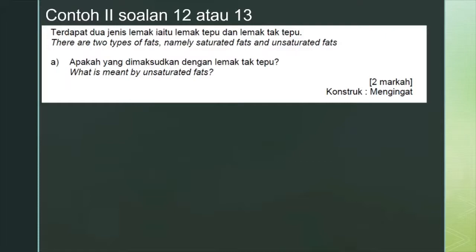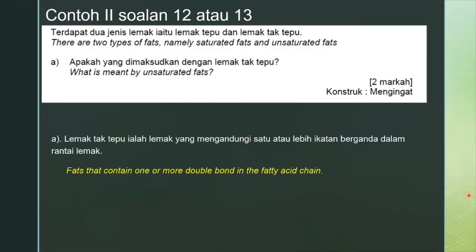So, soalan ini menguji kita dari segi konstruk mengingat ya, 2 markah. So jawapannya, lemak tak tepu ialah lemak yang mengandungi satu atau lebih ikatan berganda dalam rantai lemak. So the answer is fats that contain one or more double bond in the fatty acid chain. So jawapan ini kita boleh dapat dari buku.